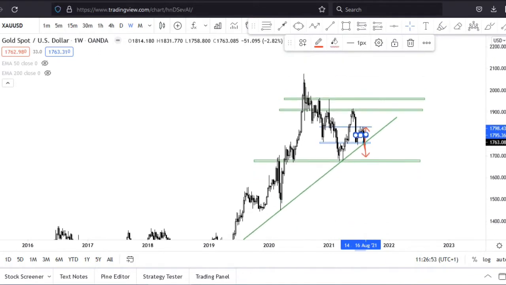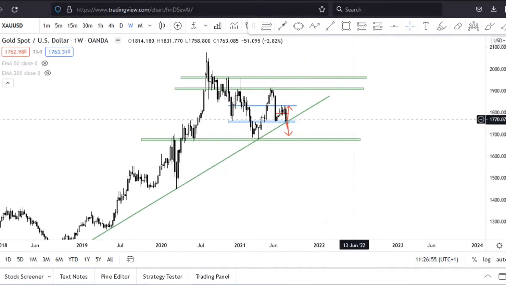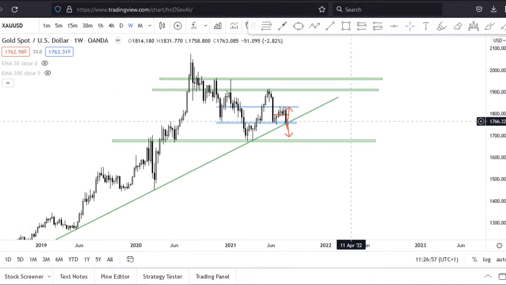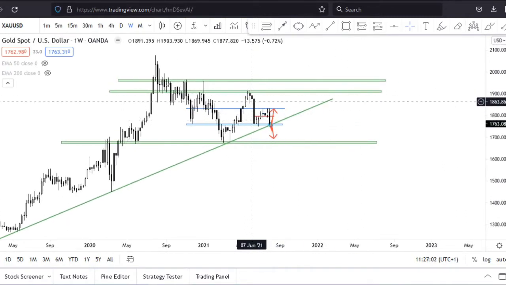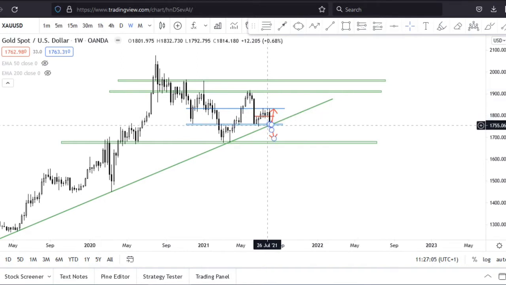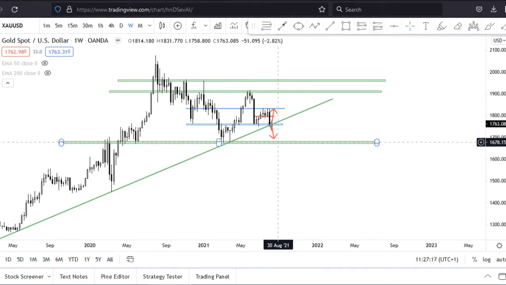my bias for this pair is more bearish now, just because of this strong bearish candle that was formed. So price is now forming a lower high, so I'm expecting that price will break this level over here, this trend line, as well as the support level, and continue to the downside to this level over here, this 1672 or 1670 level, where I think we'll be expecting to take our profit from. So this is my analysis for gold for the upcoming week.